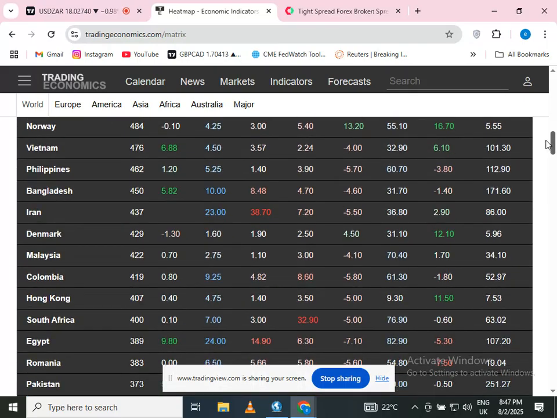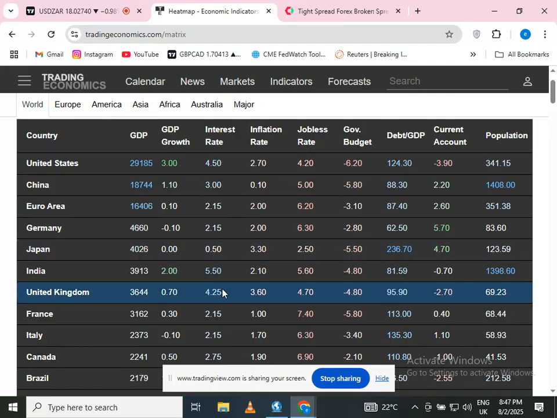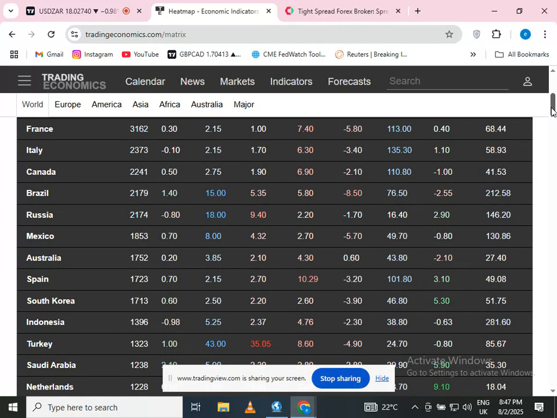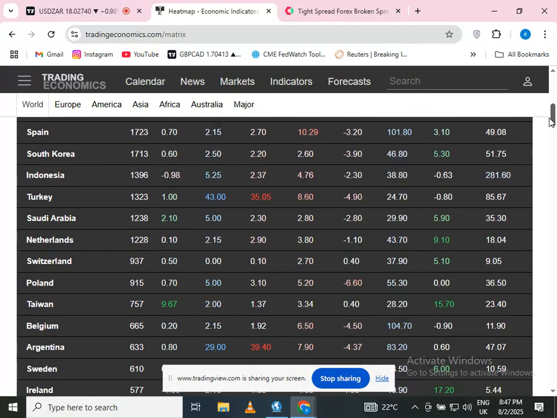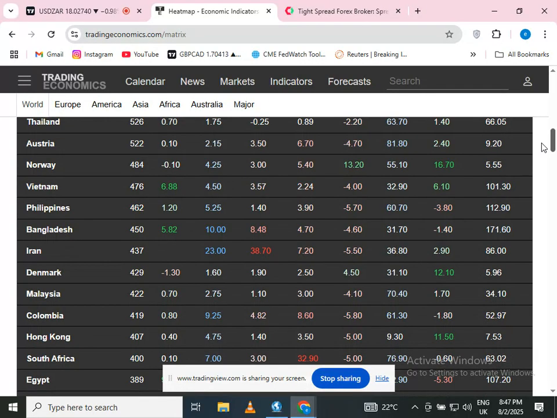This shows the interest rates of countries. See, the UK has an interest rate of 4.5%. So the difference between 4.25% and 4.50%, that's the meaning of swaps. Those are the interest swap rates which I was talking about. So let's dive deeper in this video and understand more.